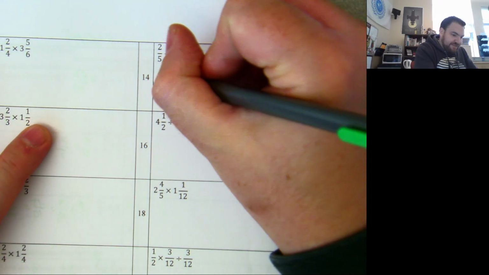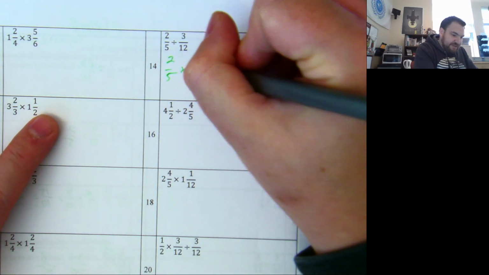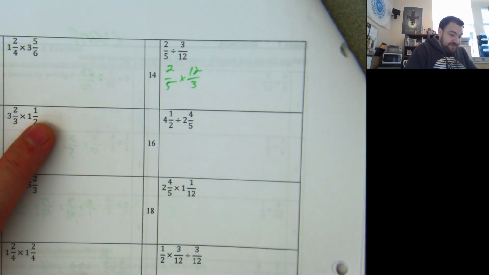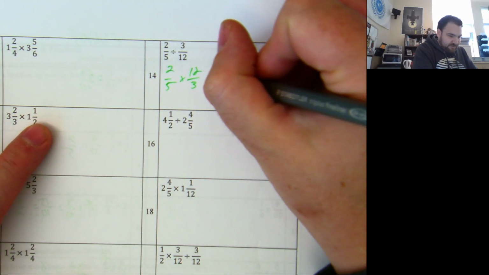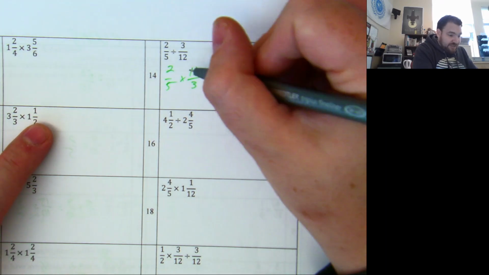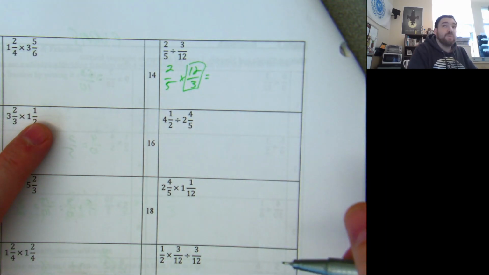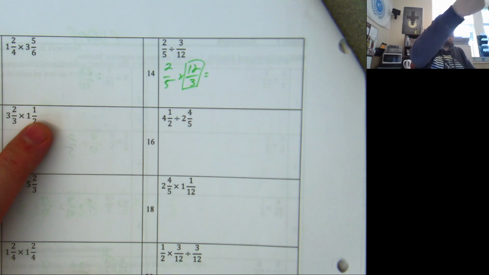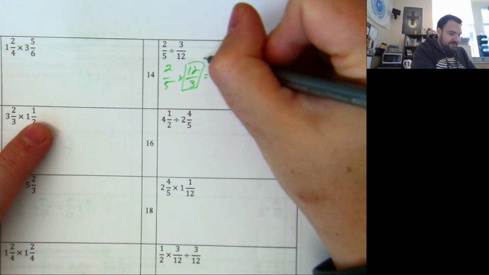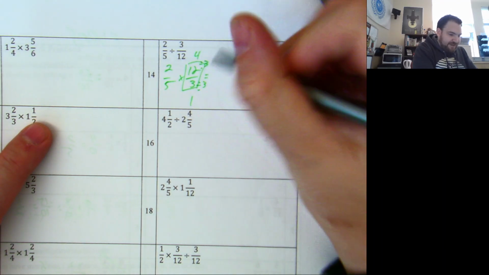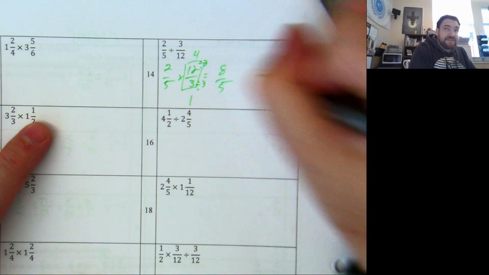Flip the page. This is going to become 2/5 times 12 over 3, which I can simplify. 12 over 3 is what? Sorry? 4 over 1. Divide top and bottom by 3. It's going to become a 4. That's going to become a 1. So this is going to be 8/5.